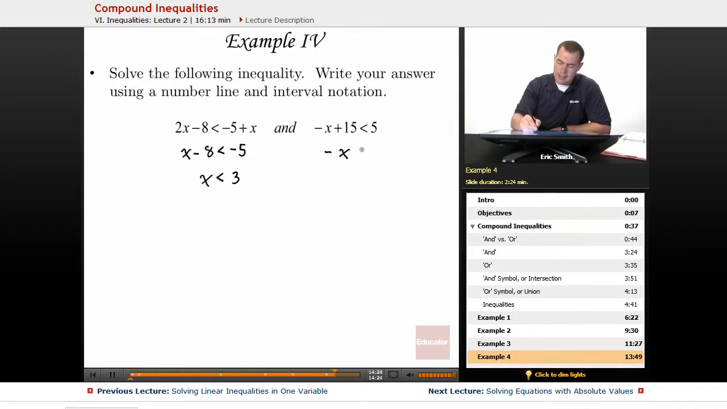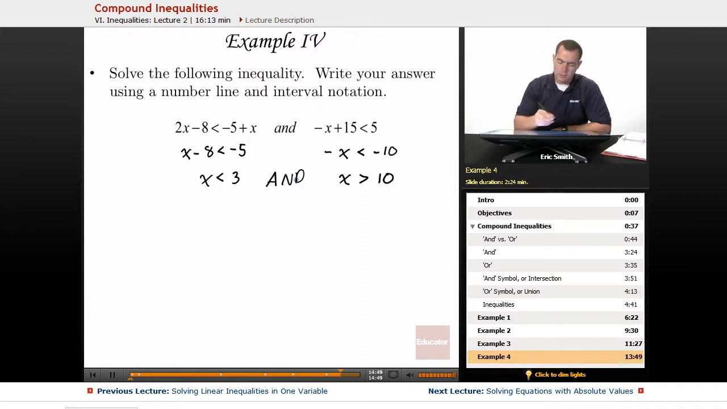I will subtract a 15 from both sides. And that'll give me a negative x is less than a negative 10. Now I'll divide both sides by a negative 1. Since we're dividing by a negative number, let's go ahead and flip that inequality sign. Okay, so I have x must be less than 3, and x must be greater than 10.